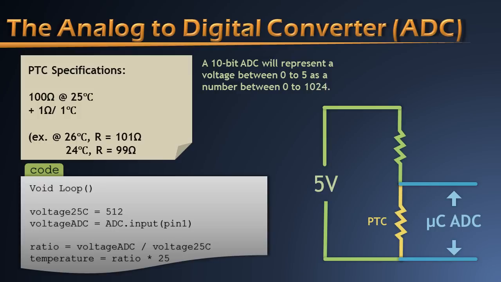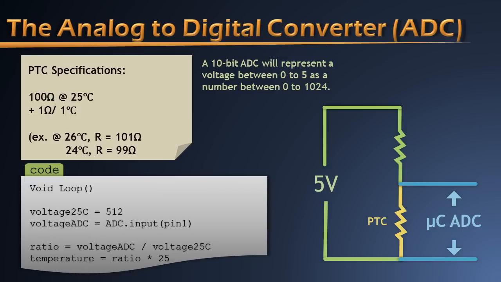So in this code here, we're not going to be using a voltage, but we're going to be using these numbers, which are representative of the voltages that we measured. According to our specifications, and according to a number between 0 and 1024, the value that should be read out at 25 degrees Celsius is 512, because assuming this other resistor is 100 ohms and this one is 100 ohms, the voltage across the PTC would be 2.5 volts, or half of 5 volts, and 512 is half of 1024. So that's the value that would be read at 25 degrees Celsius, and we're going to use this in a ratio.